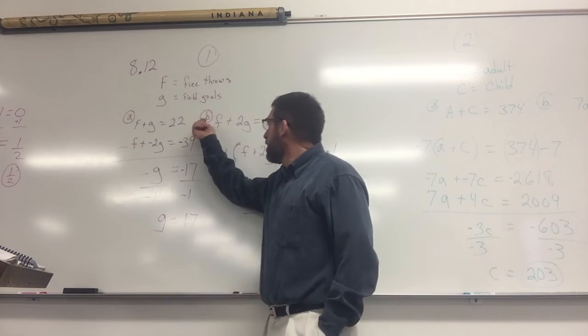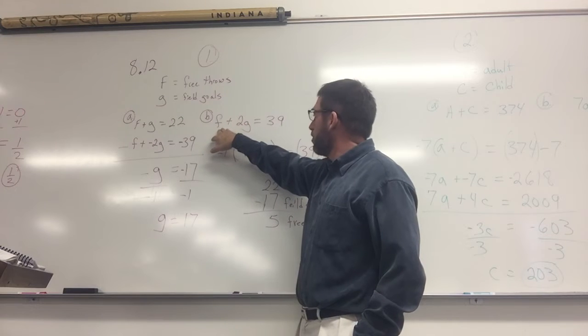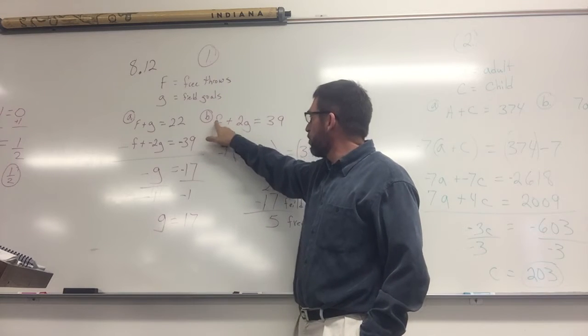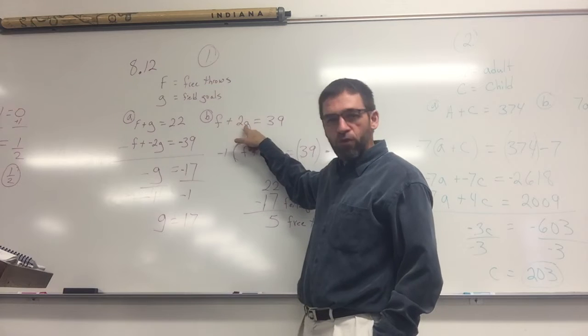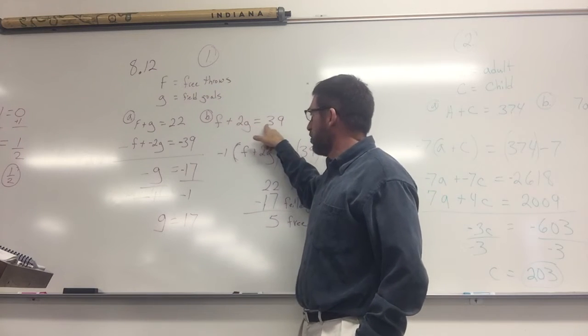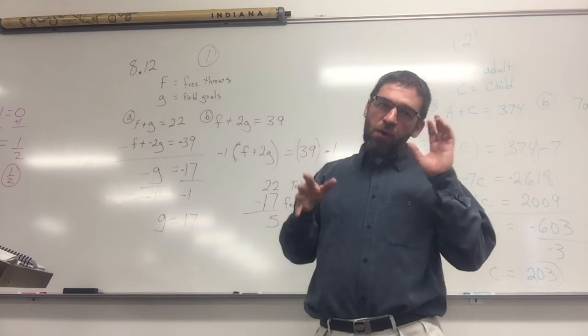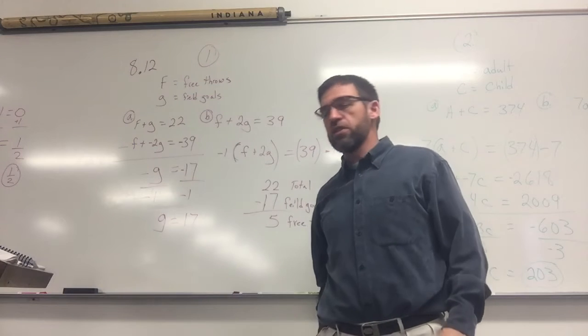And for B, you have the second one, you have 1 point for your free throws, and then there was 2 points for your field goals. And the points totaled at 39. So you'll have to do a subtraction of these two equations.